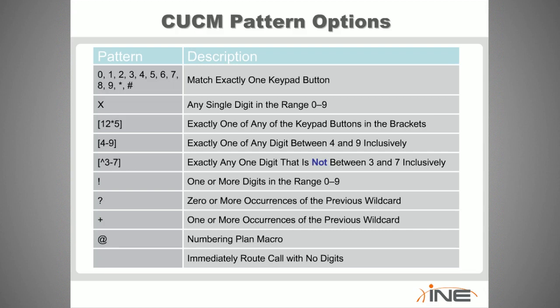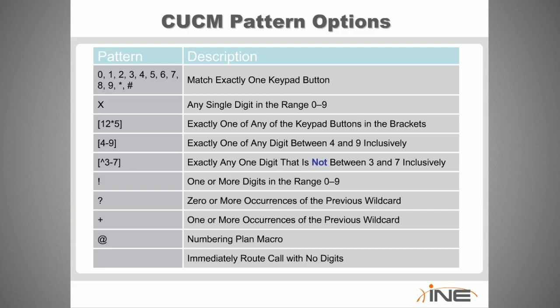The question mark and the plus, those are 2 regular expressions. The question mark does the same thing it does in IOS. This is a regular expression that indicates 0 or more, actually I believe it's 0 or 1, of the previous wildcard or digit. So if I had a pattern that said 1 question mark, then this could match 1 with nothing, because it could match 0 or more. It could match 1 1, and then that's it.